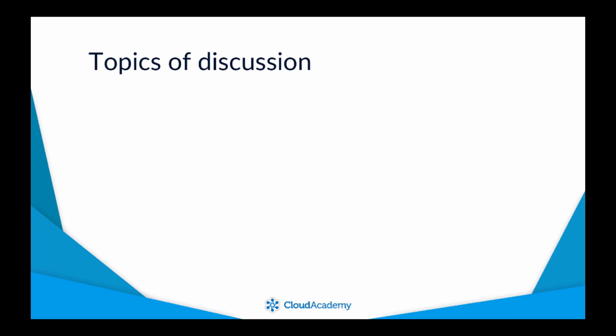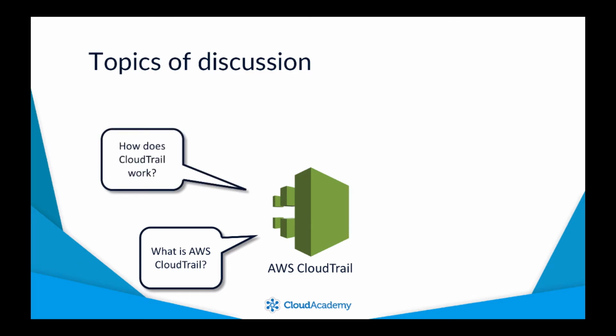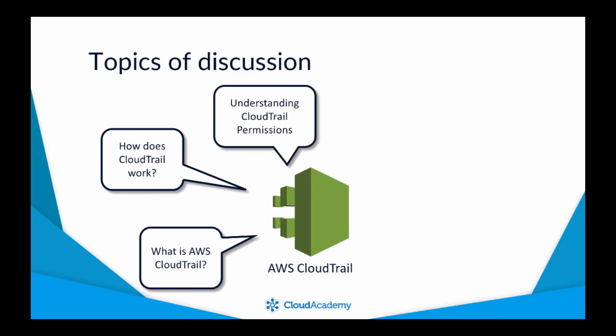In this course, I will cover a range of topics, including what is AWS CloudTrail. In this lecture, I will explain what CloudTrail is and does, and give examples of how the service can be used for a number of different use cases. How does CloudTrail work? In this section, I'll talk about CloudTrail and its components and elements, and we'll discuss how they all link together to create the service. Understanding CloudTrail permissions. In this lecture, we'll talk about permissions for both read and write access, and also we'll touch on some IAM policies and S3 bucket policies here as well.